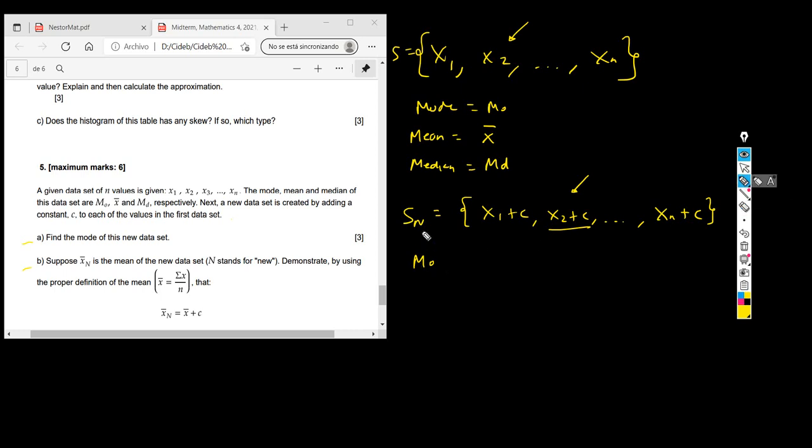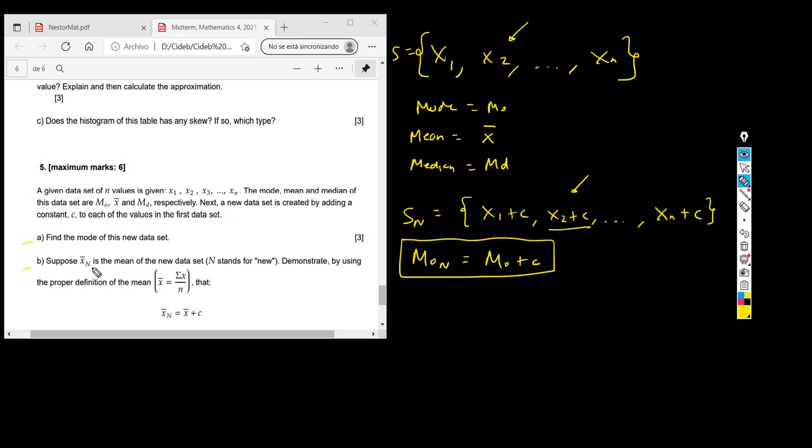So the new mode, which I can represent by this mode new, is going to be equal to the mode plus c. Okay, because every single value in here gets increased by c, by this constant c. So the new mode is going to be the old one plus c. There isn't any real argument to be had here, not much. This is the difficult one.